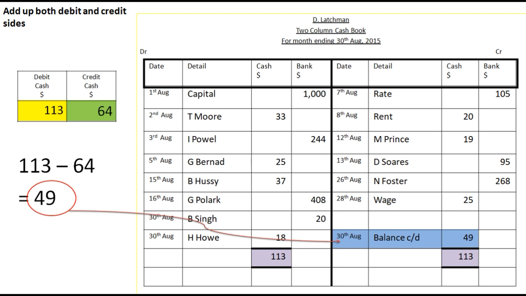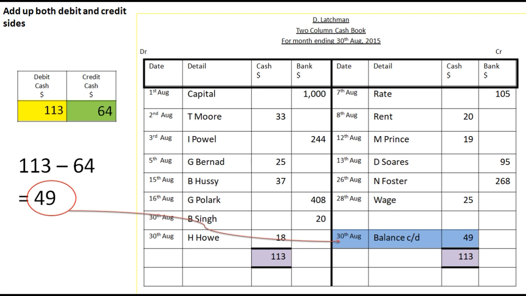And we'll place the last date, because we're creating the cash book for the last day of the month, which will be 30th August. And we're placing in the details column balance carried down, or c/d. The balance carried down is the money that remained after we paid out all our expenses, or the money in hand that we have left for the month.